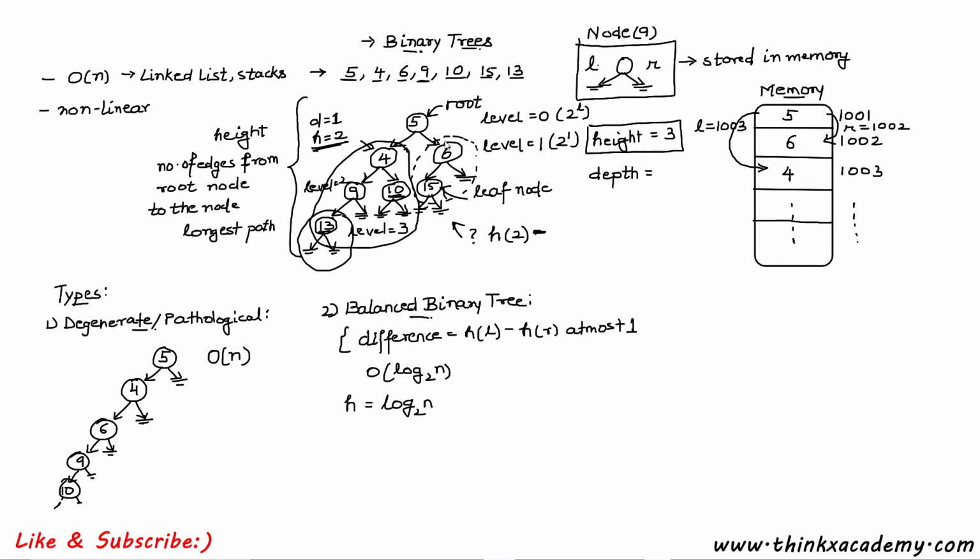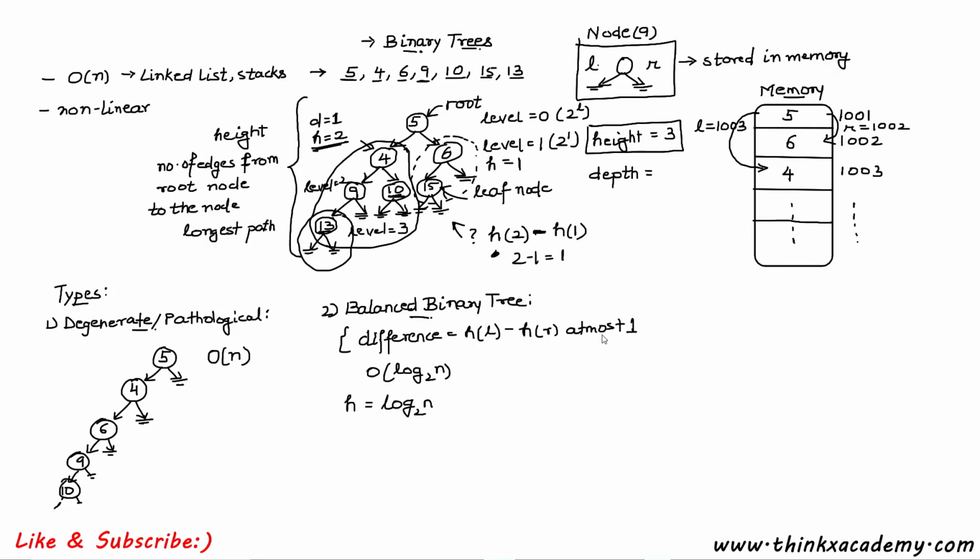Let's consider the right part. The right part has a height which we can see here. From here to here, the height is equal to 1. So the height of this will be equal to 1. So the result is actually equal to 2 minus 1, which is equal to 1.